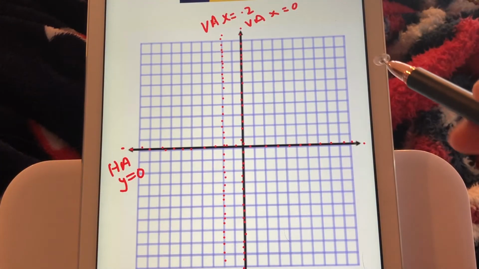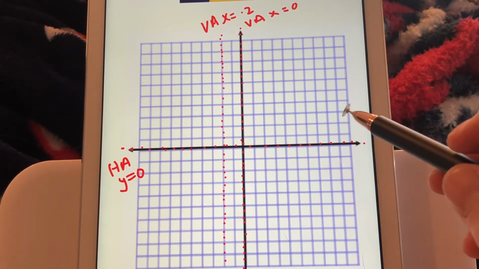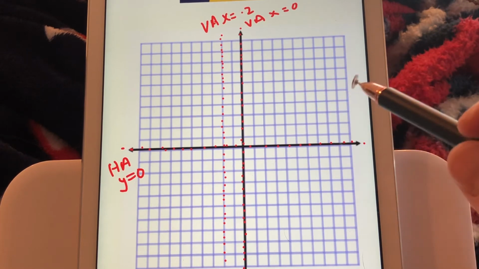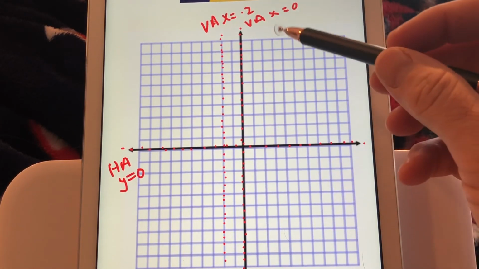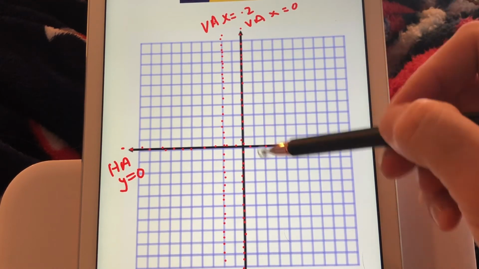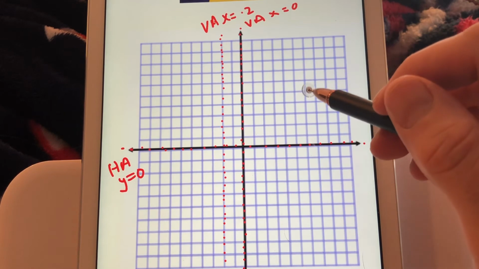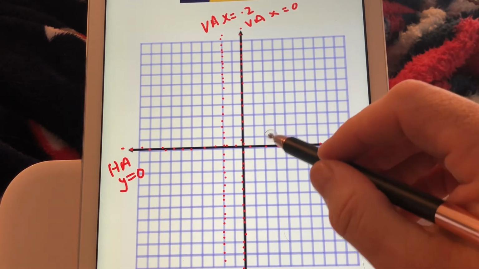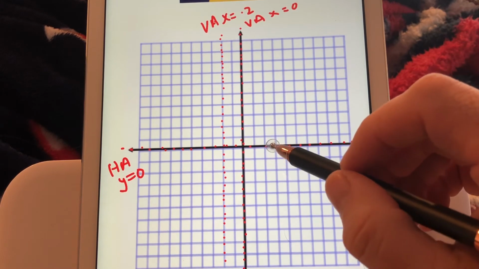Okay, so the graph of the function f of x equals x minus 2 over x cubed minus 4x, all right? So once we simplified, we know we had a vertical asymptote at -2 and a vertical asymptote at 0. We also had a horizontal asymptote here at the x-axis, or y equals 0, okay? We're going to have a hole over here at x equals 2. We'll kind of determine where that is in just a second, okay?